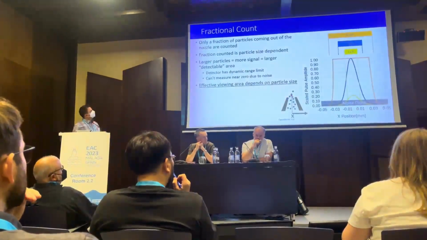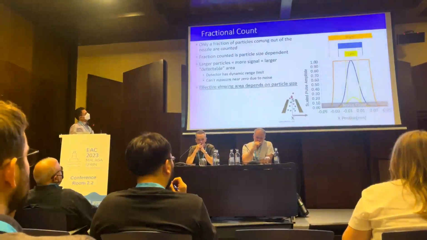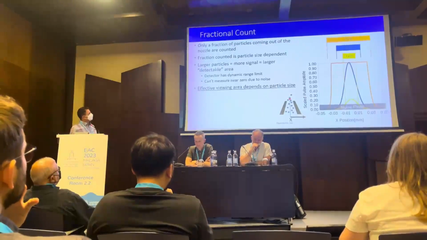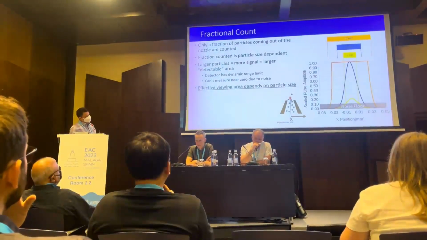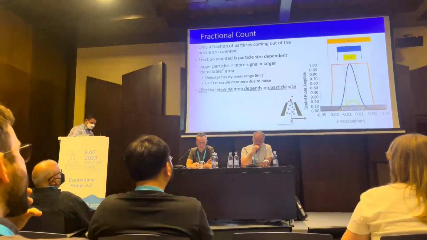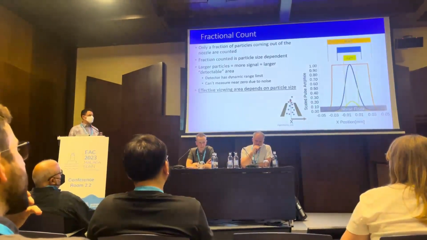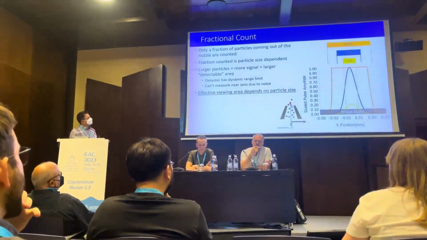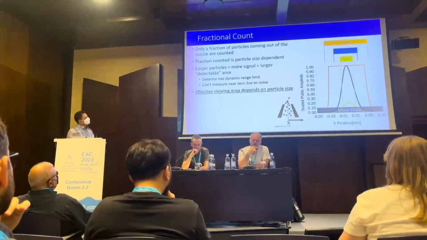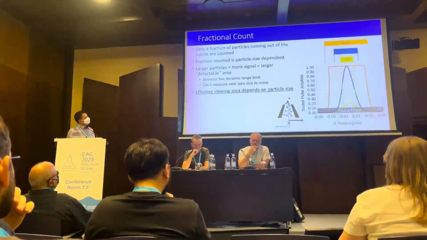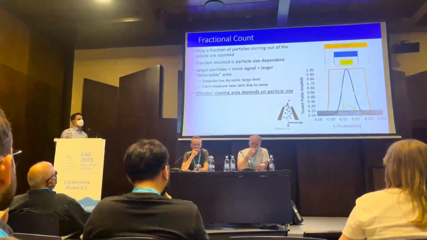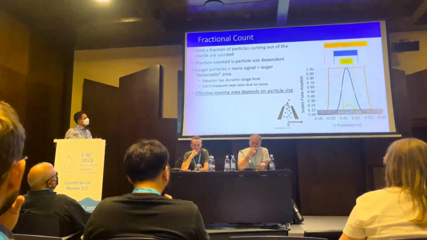Our simulation matches our real world pulse height distribution. So it's only going to count a fraction of the particles. That's one of the things we have to deal with, because the laser beam is smaller than the nozzle. And the fraction of particles counted turns out to be size dependent. The way to think about it is that larger particles are going to give you more signal, and more signal means that you have a larger detectable area, because the detector has a dynamic range limit. You can't measure below a noise level. We can't measure 0 volts. We always have some noise, so we can't resolve everything.